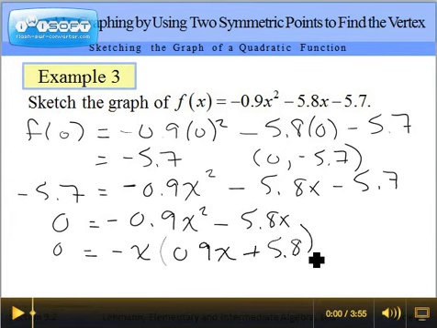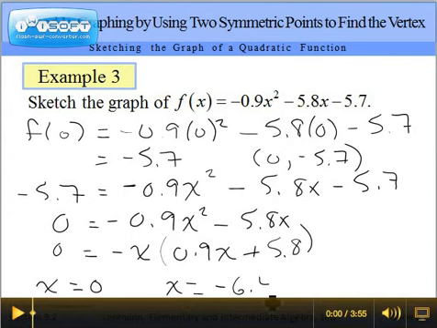5.8. I'll set both of these factors equal to 0, so I end up with x equaling 0, which represents my y-intercept, and x equaling about negative 6.44, so I have 2 points. I have negative 6.44, negative 5.7, and 0, negative 5.7.